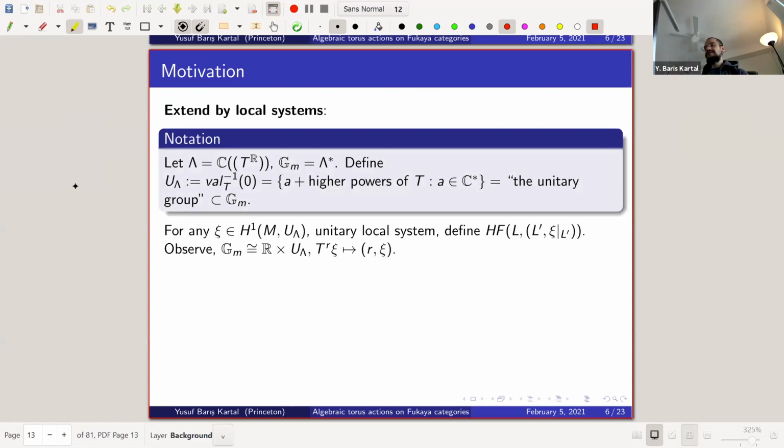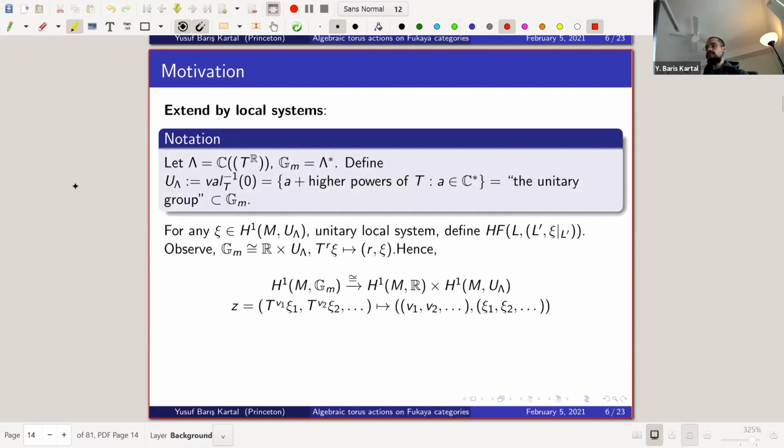So I think I'll make a notational clarification soon, but I can identify the multiplicative group with R cross U lambda as a group. The identification is given by sending T to the R times Xi, where Xi is the unitary element here, to the pair R comma Xi. So I'll use this identification. This is an identification as groups, and that gives us an identification of the first cohomology groups: H1 MGM is isomorphic to H1 M comma R cross H1 M comma U lambda.